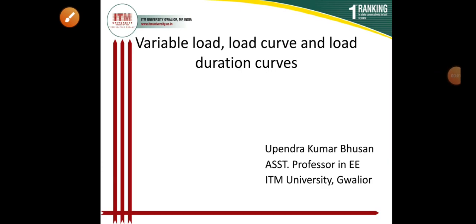Good morning. In our last class, I was talking about variable loads, and then about our load curve. We discussed the daily load curve, monthly load curve, and yearly load curve. After that, we discussed different factors which are concerned with our load curve.